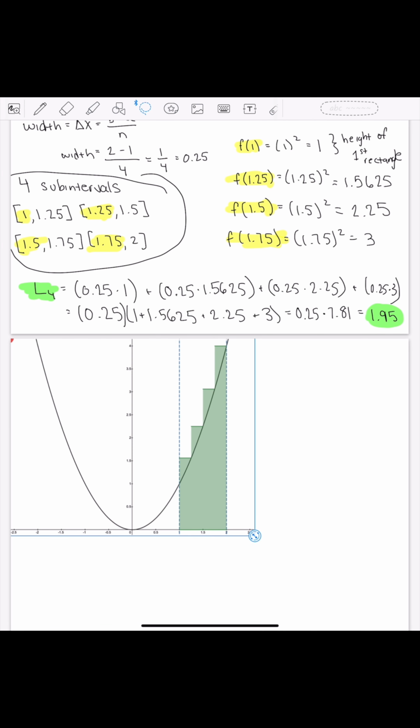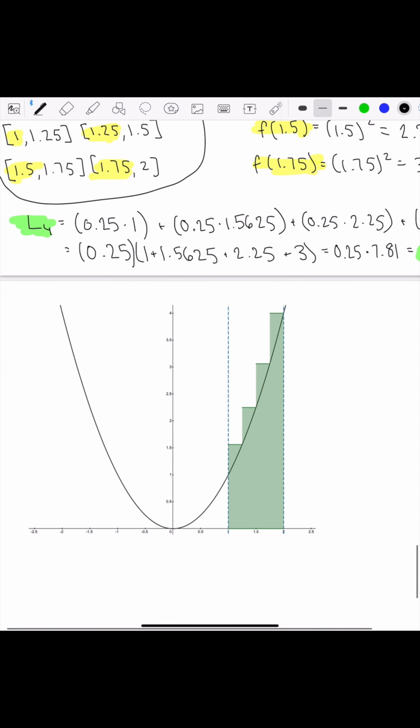So this was our picture for R4. Remember in this photo, we're doing 4 rectangles no matter what. N is 4, so we're calculating R4. Remember that 4 means 4 rectangles. And the R stands for using the right side of each rectangle, the right side point on the curve, as the height of each rectangle.